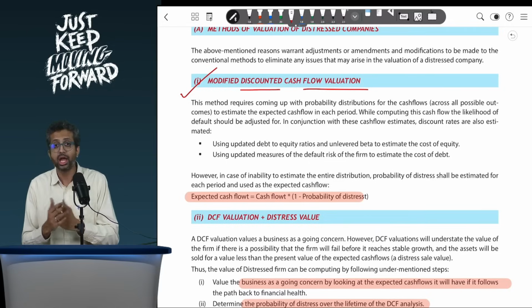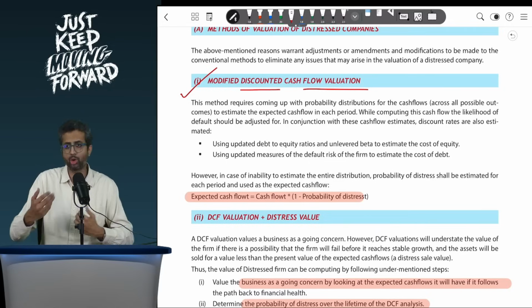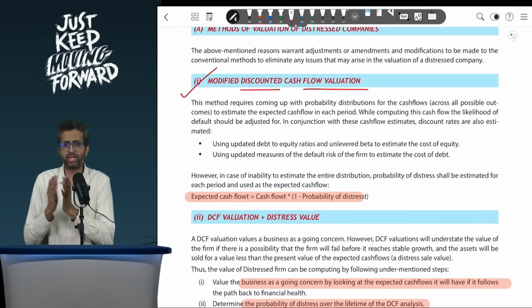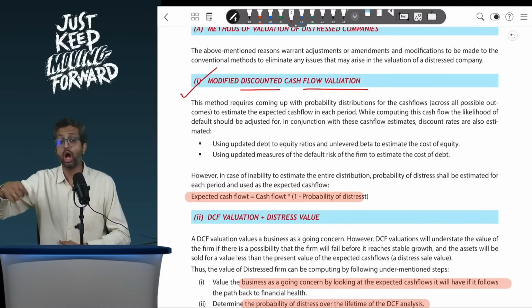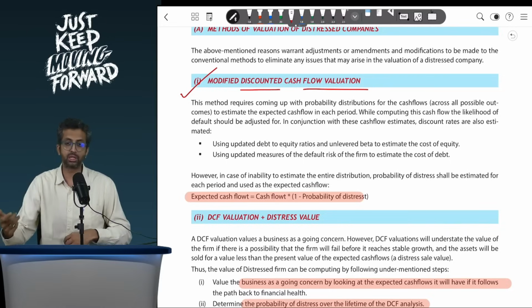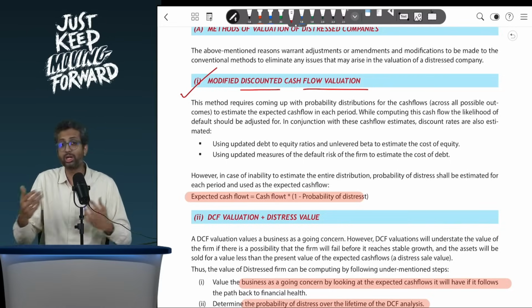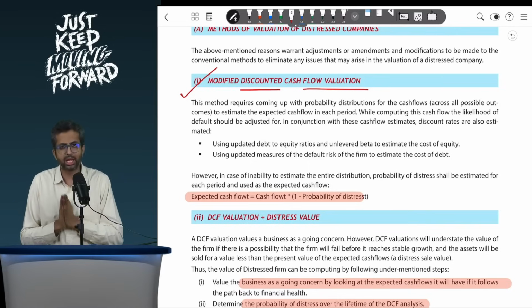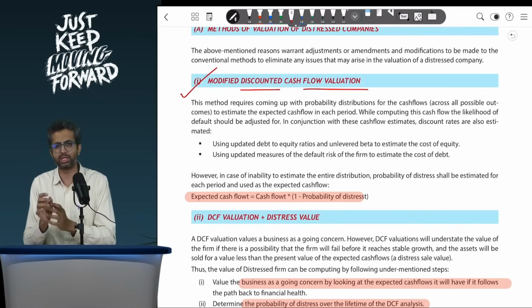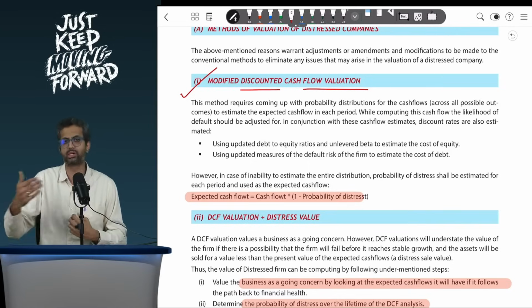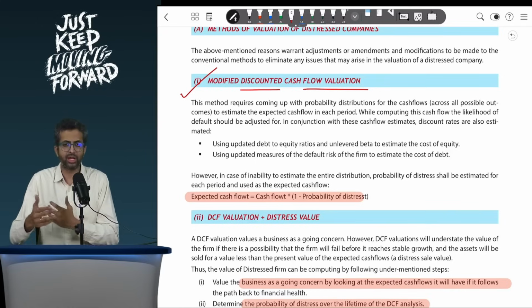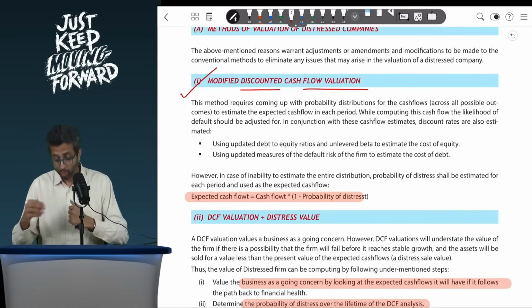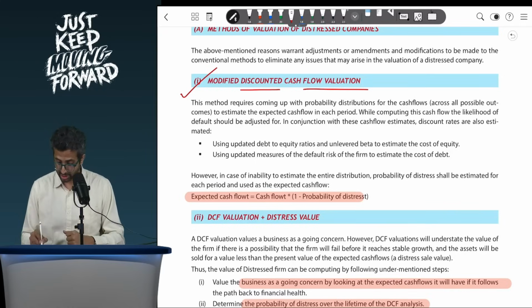I hope you understand that if there is an 80% probability that there will be no default, then even if you are expecting a 100 rupee cash flow, your modified cash flow after considering the probability of default would be 100 into 0.8, that is 80 rupees only, and accordingly the valuation will be done based on 80. Hence it may be a slightly lower value as compared to a value which would have been derived had there been no distress. One option is you adjust the cash flows.